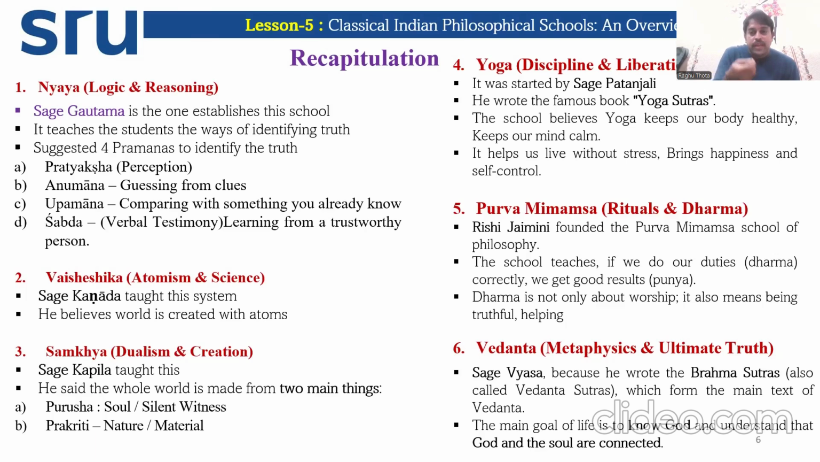So in the process of identifying the truth, you have to look for clues, the clues which will help us to identify the truth behind it. That is called Anumana, which is another pramana. And the third pramana is Upamana, comparing with something which you already know.